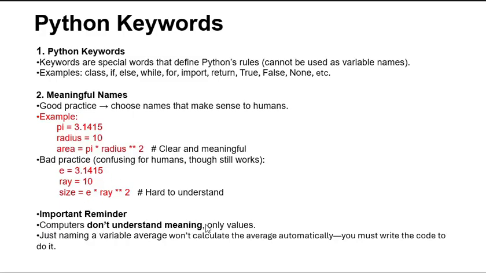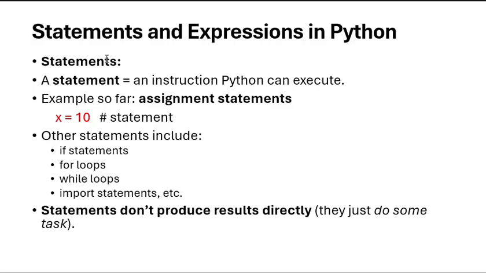Computer doesn't understand the meaning. It will understand only the values. It will take the values that you have assigned to that variable. Just naming a variable average won't calculate the average automatically, because it doesn't understand what that variable name means. It will calculate according to your instructions only. It will not fall for that variable name. Very clear? Let us move to the next topic, that is statements and expressions in Python.